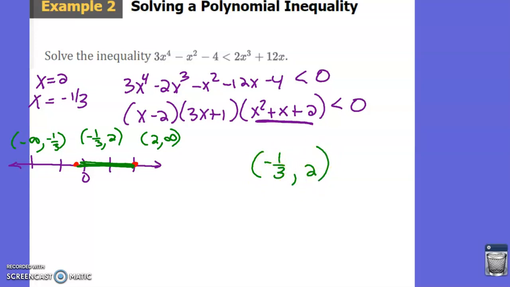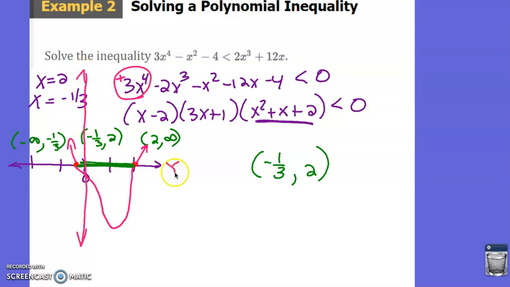And if you look at the graph of this, remember this is to the 4th power and it's positive. So you know the end behaviors are going up, and this is going to be going down below. So the graph actually looks like this, again on the XY axis. The graph confirms the interval where it's going to be lower than 0.